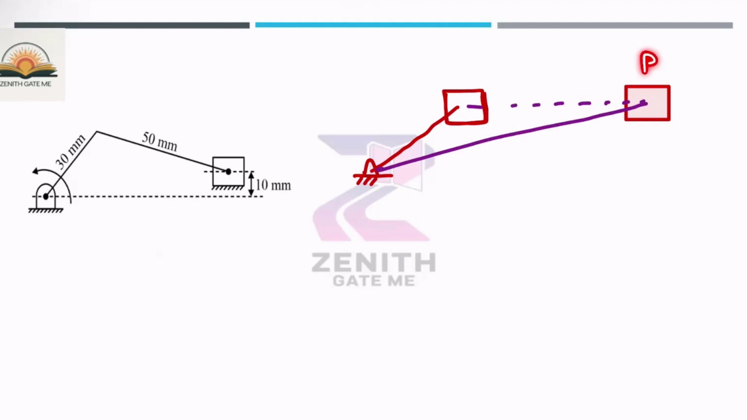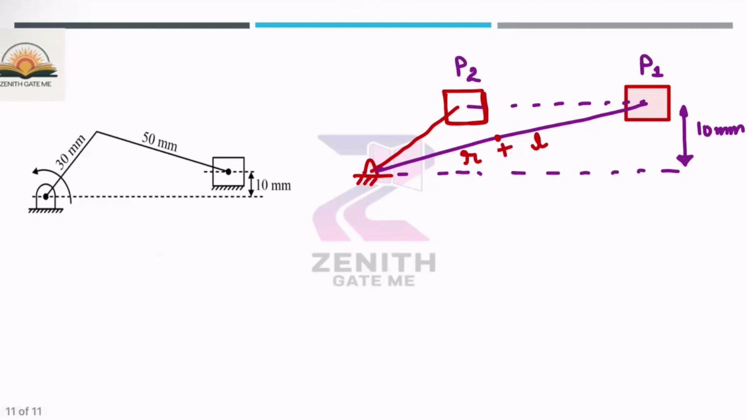So this is the extreme position 1. I'm denoting it with P1, and this is the second extreme position, P2. When the slider is at this point, that is P1, this distance is the offset length, which is 10 mm. When the slider is at position 1, the total length will become, this is R and this is L, so L plus R.